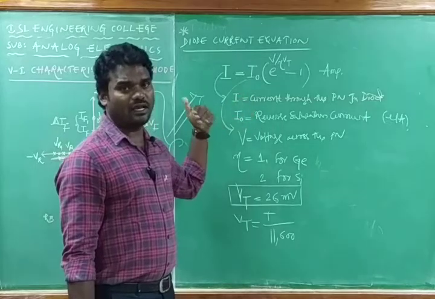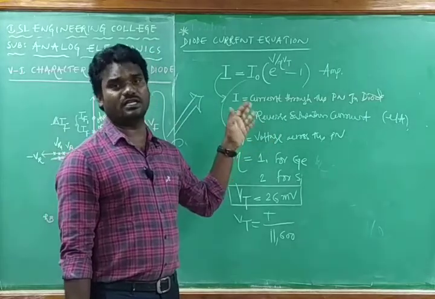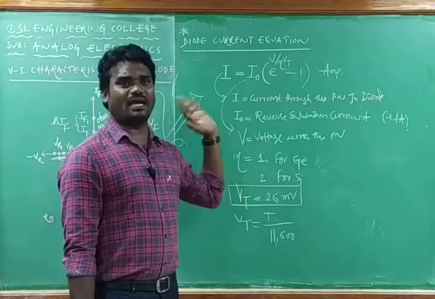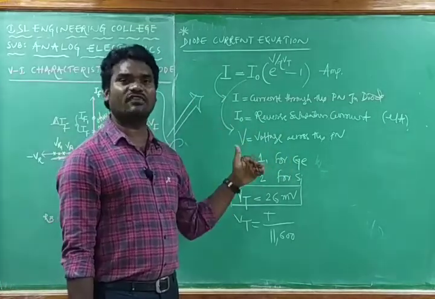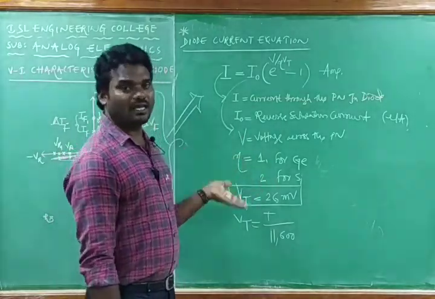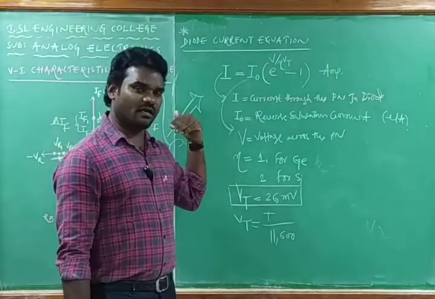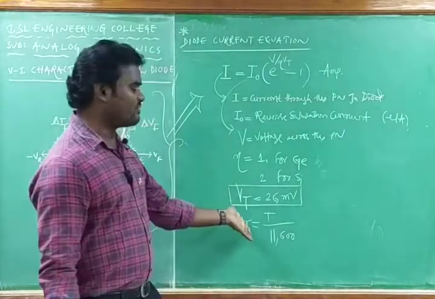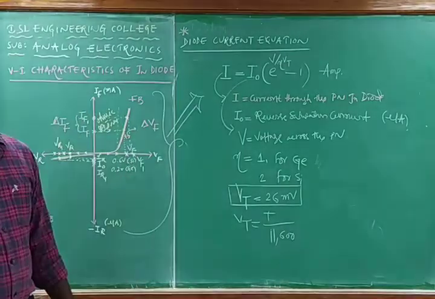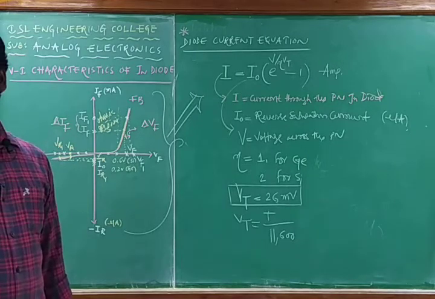The diode current equation is I equals I naught into e to the power of V by eta Vt, minus 1, where I naught is the reverse saturation current, V is the applied voltage, and eta is the emission coefficient or the ideality factor, whereas Vt is the temperature equivalent voltage, and that is always 26 millivolts for room temperature. If another temperature is given, then you have to calculate it using this procedure, and based on this you will be asked to solve a problem. We are going to solve one particular problem so that you understand exactly what is going on.